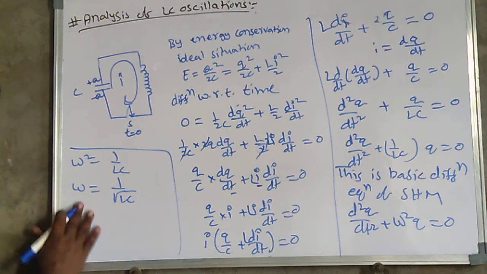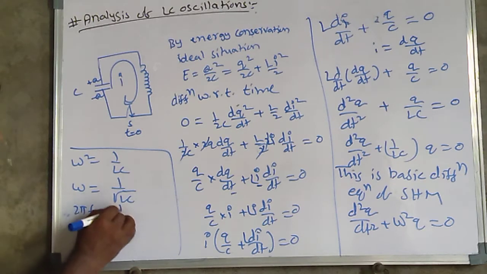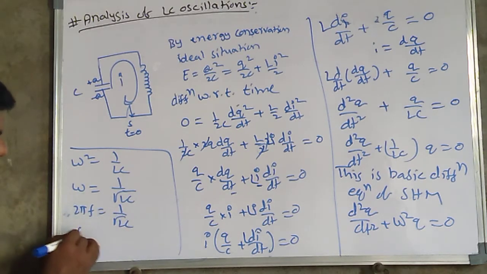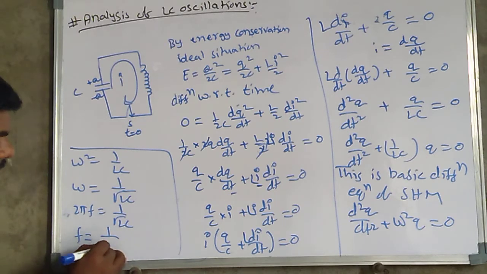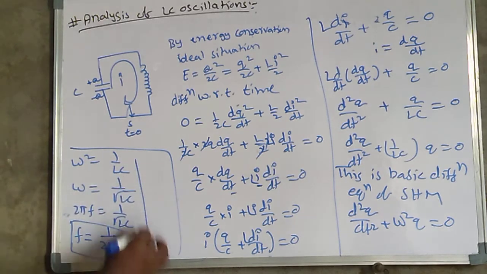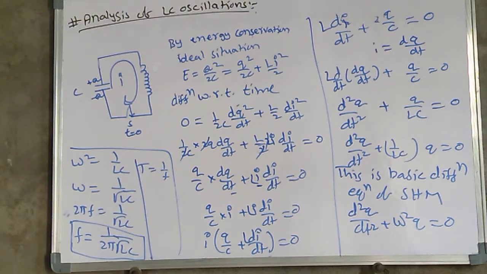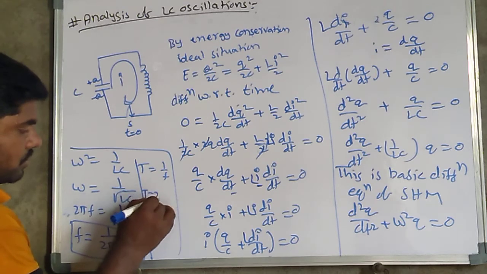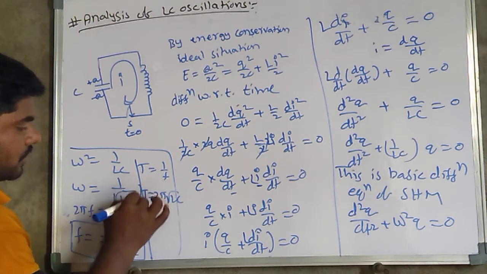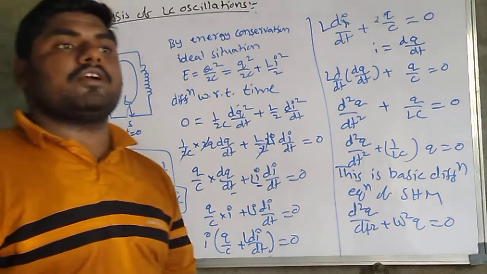Omega is equal to 2 pi f is equal to 1 by root of LC, so frequency is equal to 1 by 2 pi root LC. This is LC oscillation. From this they will also ask the time period. Time period T is equal to 1 by f, so T is equal to 2 pi under root of L into C. Based on this formula, they will ask numerical problems.